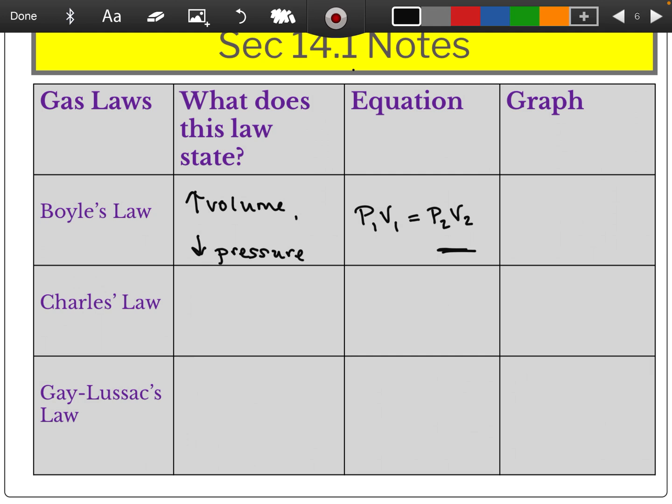And so we know, because as volume goes up, pressure goes down, that is an inverse relationship. So here's volume, here's pressure. Our graph is going to look like a curve like that with pressure and volume, because they have an inverse relationship. So as one goes up, the other goes down.